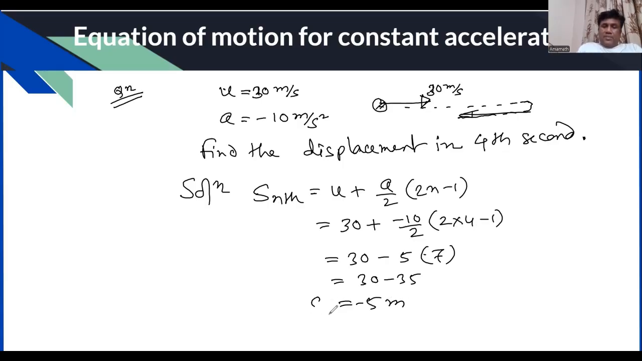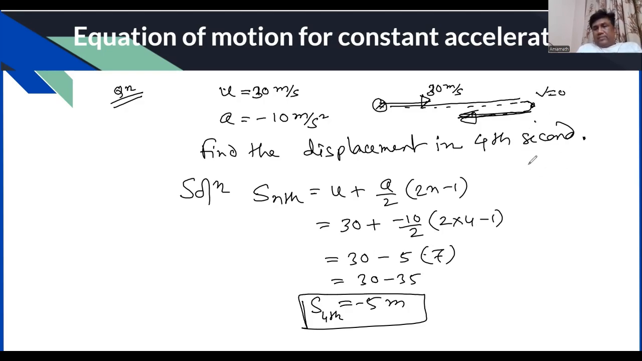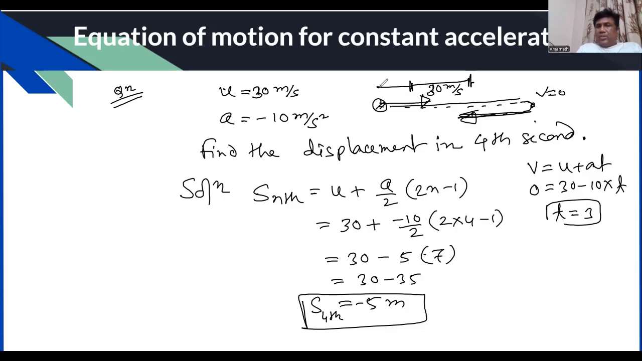So minus 5 means actually it is in the return journey. Minus. This is plus. Because after 3 seconds, the velocity will be 0 actually. If I check it, v equal to u plus at. So v will be 0, u is 30, acceleration is 10, so t is 3 only. So first second it is going this way, second second it is going this way, third second it is going this way. Fourth second it is coming back. Fifth second also it will be coming back, and in the sixth second it will get the same position only.